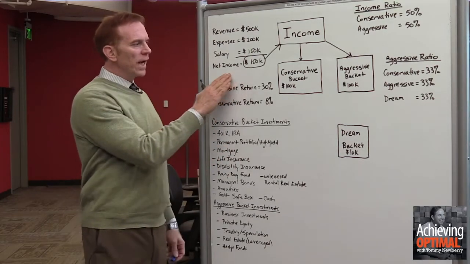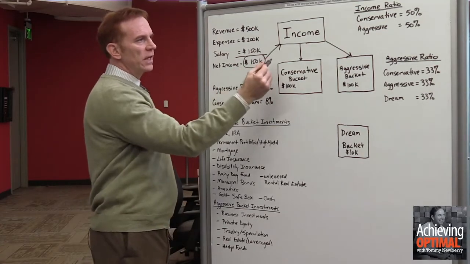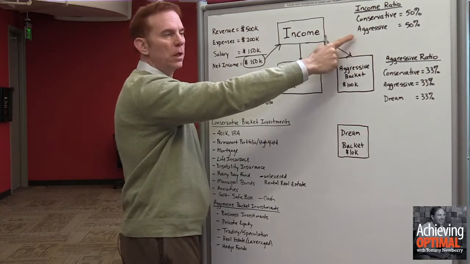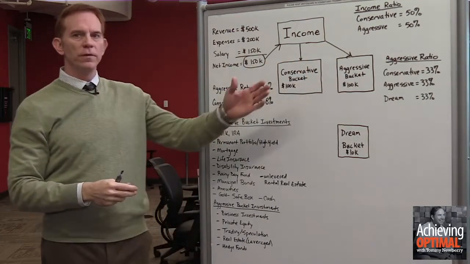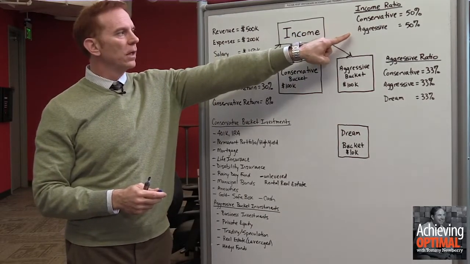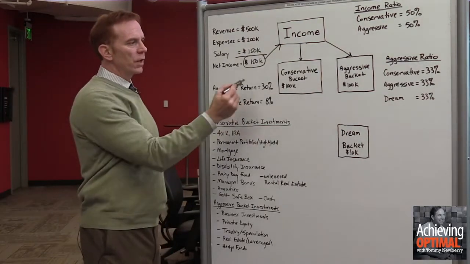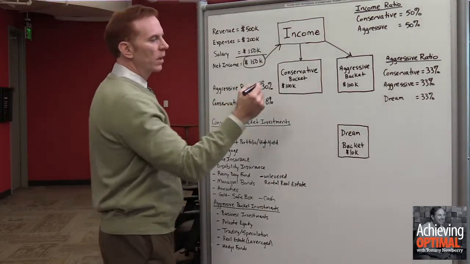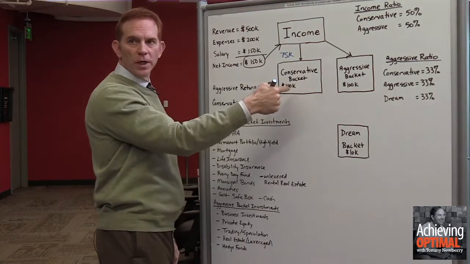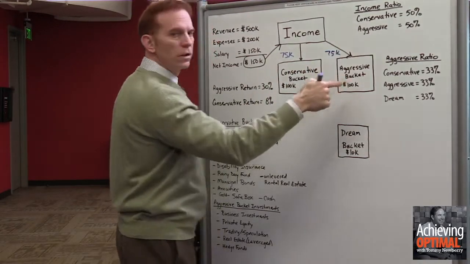So we have this net income of $150,000, and basically we are going to take that $150,000 and divide it by a predetermined income ratio. In this case, our income ratio that we've decided on is the conservative bucket is going to get 50% of our income, and our aggressive bucket is going to get 50% of our income. So that means with $150,000 in net income, we are going to move $75,000 to the conservative bucket and $75,000 to the aggressive bucket.